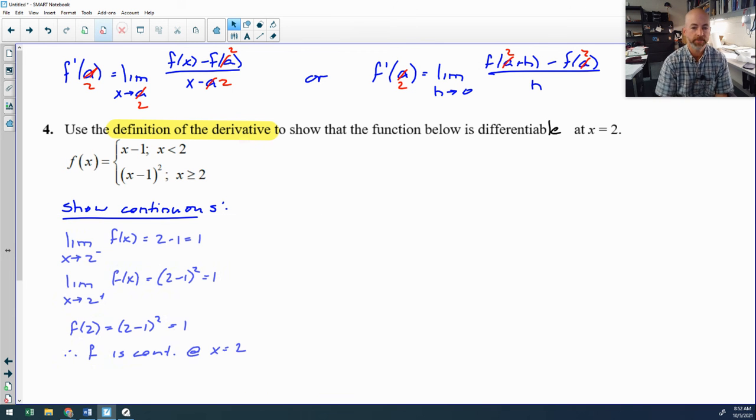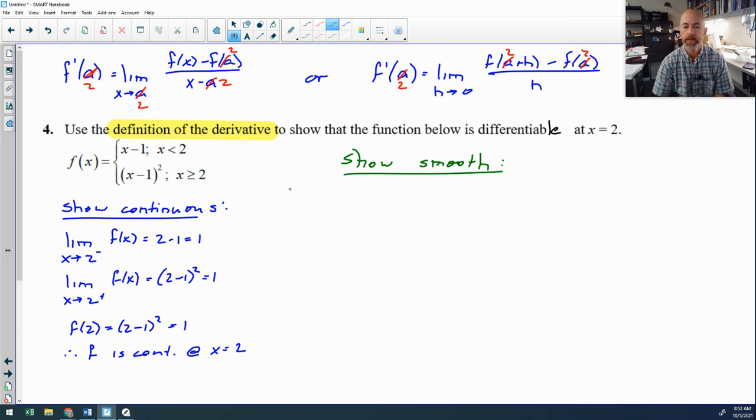And because we've done that a few times, I'm just going to show you that this function is continuous. You look at the limit from the left, the limit from the right. Don't forget to include f of 2. Those are all the same. Now we have to show that this function is smooth. And we have to show that through limits. So we're going to show this function is smooth through limits.